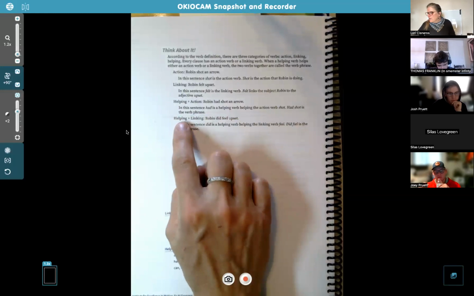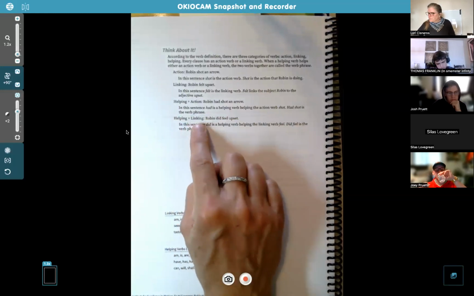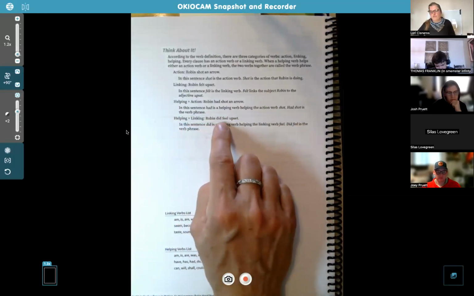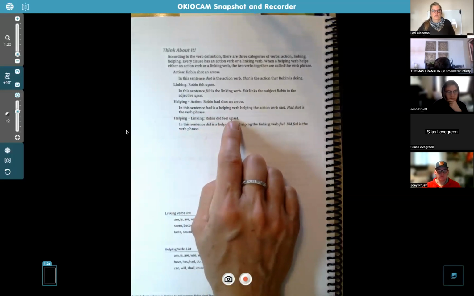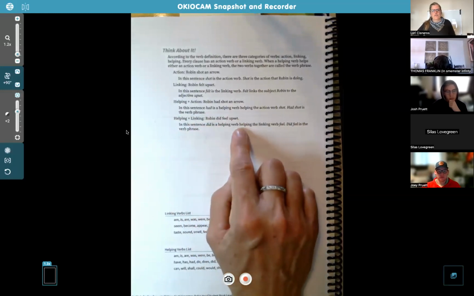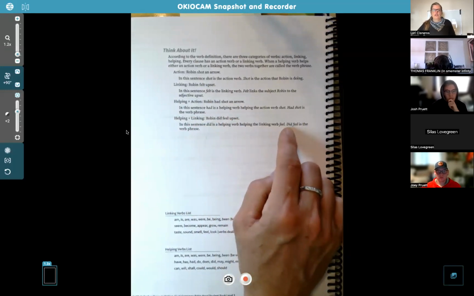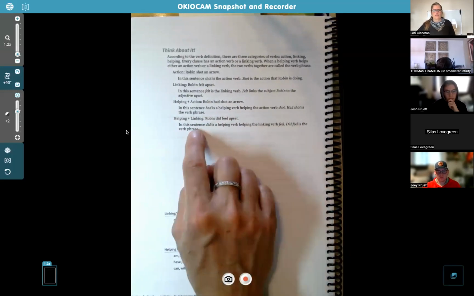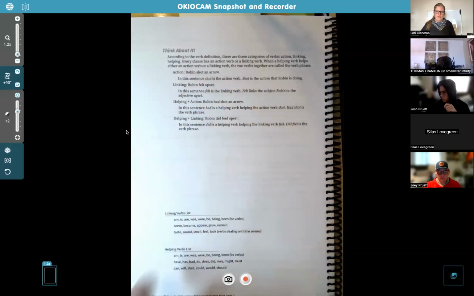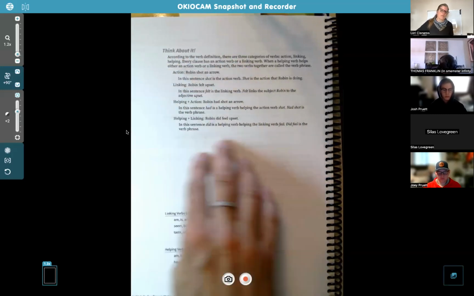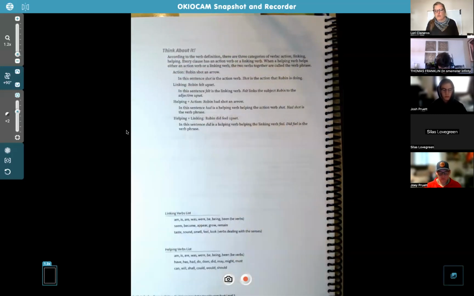And then here's an example of helping and linking. Robin did feel upset. In this sentence, did is the helping verb helping the linking verb feel. Did feel is the verb phrase. Okay, so there's different ways we can use verbs in our sentences. These are the examples, and it's just making you think about how that fits together.